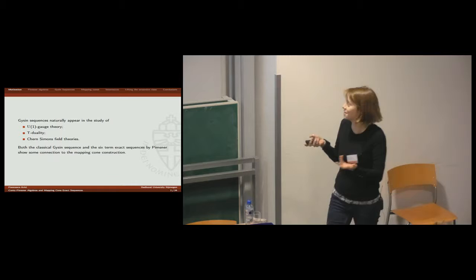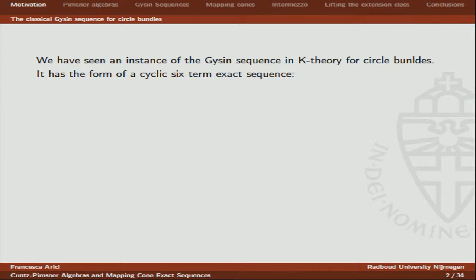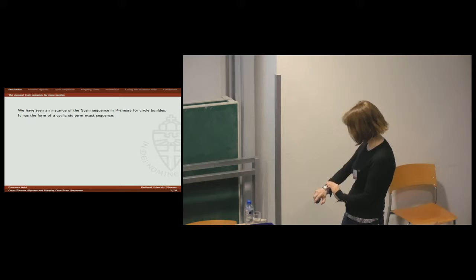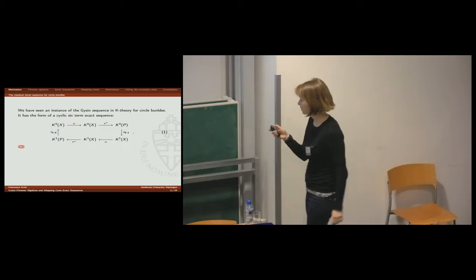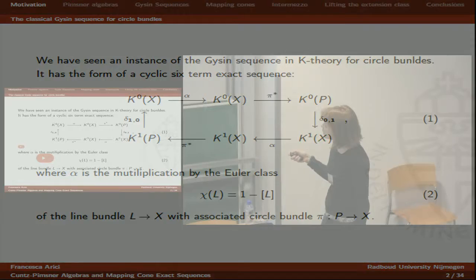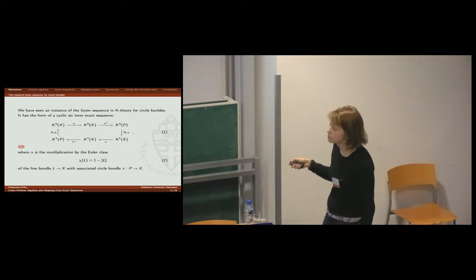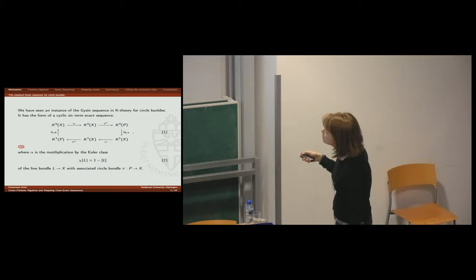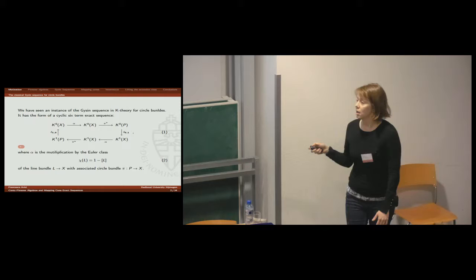So Gianni has shown you an instance of this Gysin sequence in K-theory for the particular case of circle bundles that are associated to line bundles. And this sequence has the form of a cyclic six-term exact sequence. So this map alpha is the one that was described before. It's the multiplication with the Euler class of the line bundle. You can identify, so this is actually the sphere bundle associated to the line bundle, which actually is the associated circle bundle. And so this is the pullback of bundles, and these two maps are connecting homomorphisms. As we have seen in special cases where this group goes to zero, one can actually use this exact sequence to compute K-theory groups. And this is the object that we are interested in.